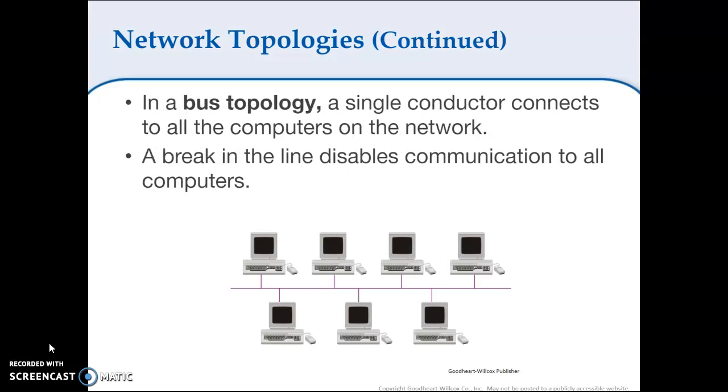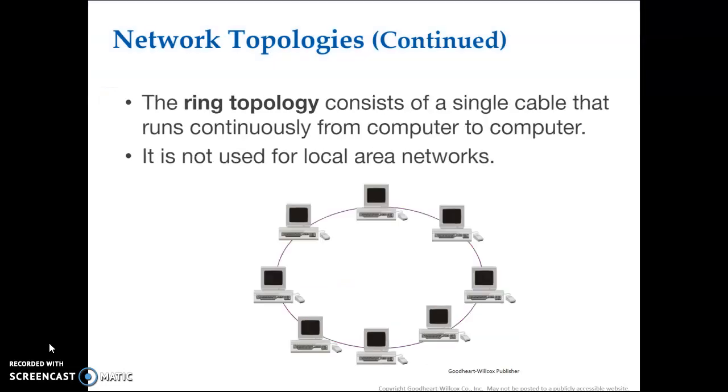Now, if we take a look at what a bus topology looks like, it's a single conductor that connects to all the computers on a network. If you take a look at the diagram, it looks like a bus. It looks like each of these computers are bus seats, and they're set up in a linear type of arrangement. So a break in the line disables communication to all computers. There are advantages and disadvantages to each topology, you might be starting to formulate your opinions on them now, but we'll talk about those as well.